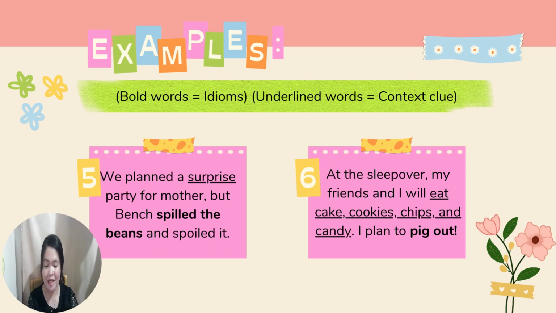So, you eat and eat and eat all you can. All you can eat and all you have to eat. It's what it says, pig out. From the context clue itself, we'll eat cake, cookies, chips, and candy. So you will eat everything. So you were overindulging in eating foods that you wanted to eat.